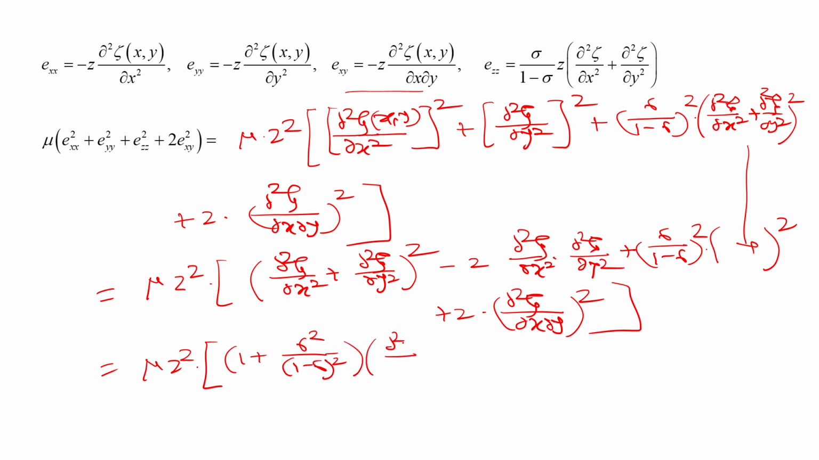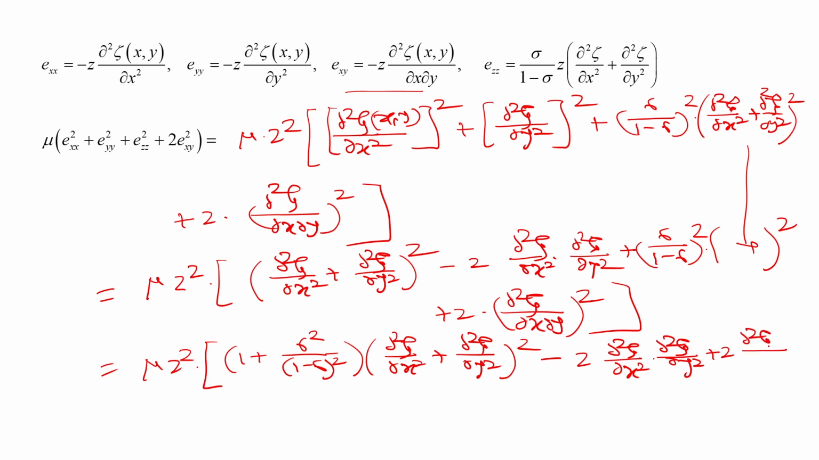this is del square zeta by del x square plus del square zeta by del y square whole square minus 2, this is del square zeta by del x square into del square zeta by del y square plus 2, this is del square zeta by del x del y whole square.